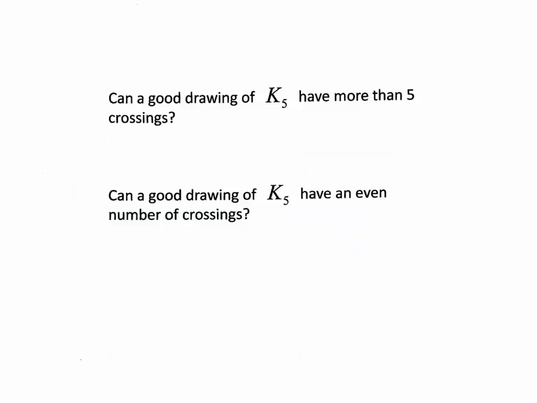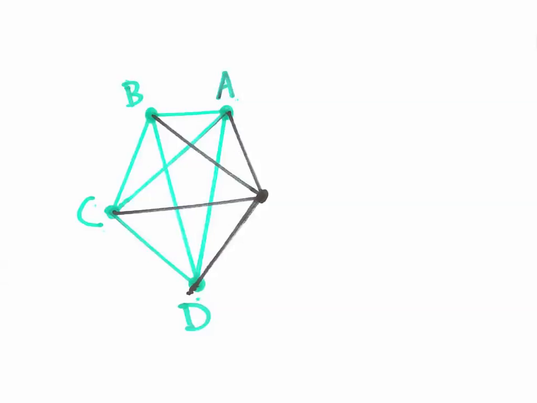So now we want to know, can there be a good drawing of K5 with more than 5 crossings? And we also want to say something about the parity of the number of crossings in a good drawing of K5. Well, let's say you delete a vertex E and all of its incident edges. Then there are 4 vertices left, so we're looking at a K4, which I've highlighted in green. If there are 4 vertices left, then there's at most one crossing if it's a good drawing. Since there are only 5 vertices that we could possibly delete, there are at most 5 crossings in any good drawing of K5.